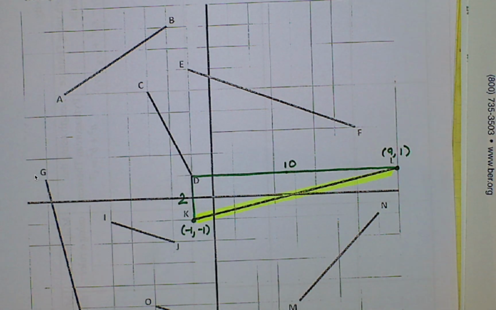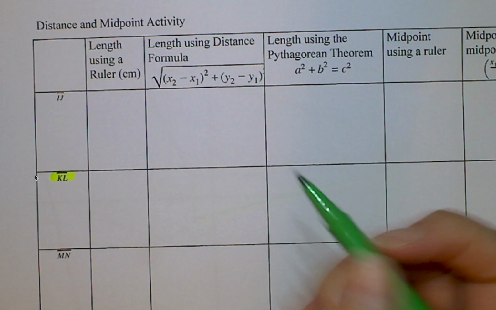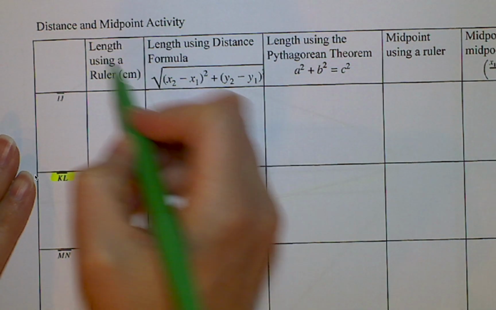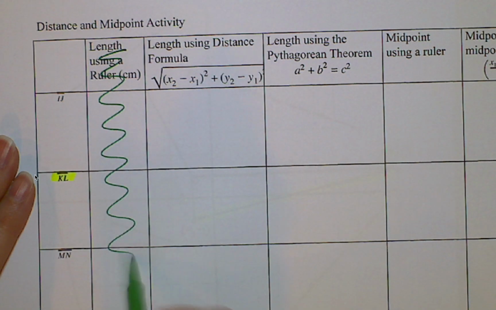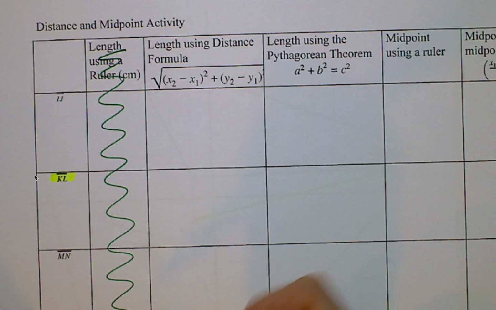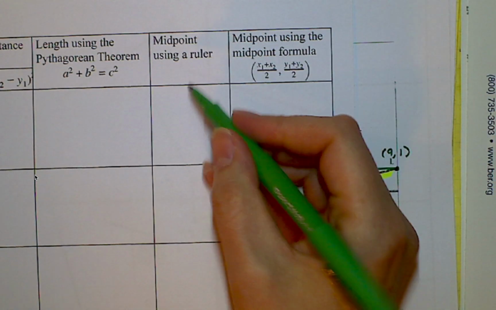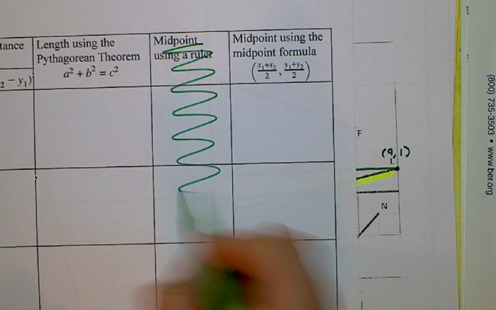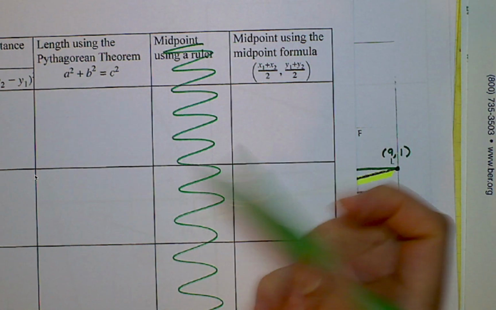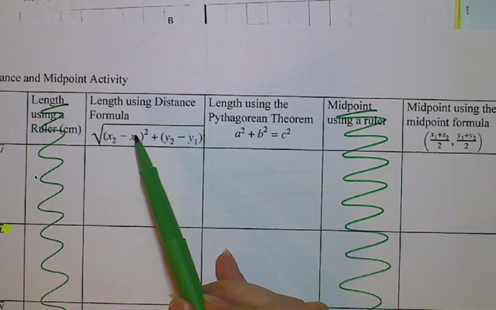Then you're going to go into these next 2 pages, okay? The first thing is, it says find the length using a ruler. You can basically just cross that off. You can just completely cross that entire column off. You don't have to do that, okay? Same thing where it says midpoint using a ruler, cross it off. Okay, so those 2 columns are gone.